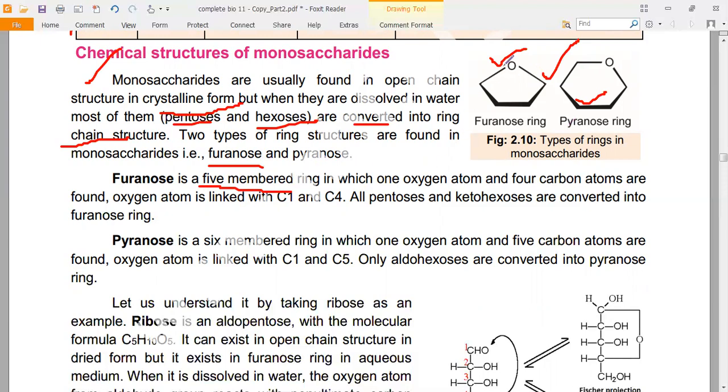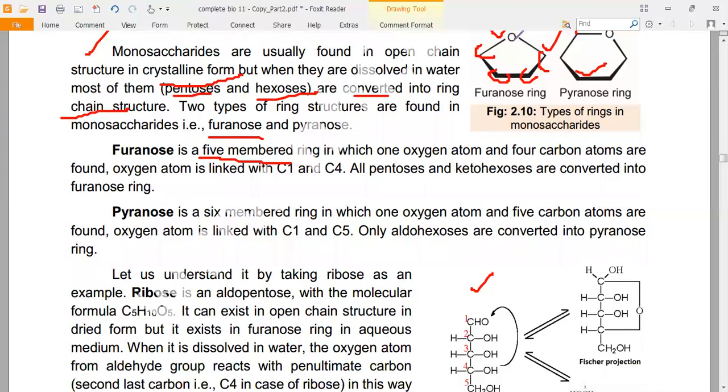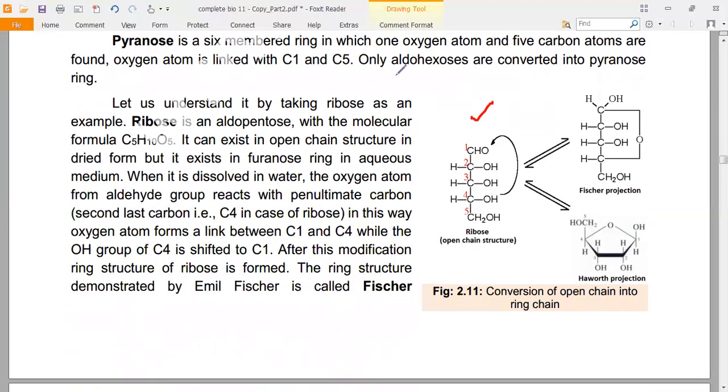a five-membered ring. It means in the ring there are four carbons. Here is carbon, carbon, carbon and carbon, and here is O. They are connected with O. How they connect, we are going to see in this topic. In pyranose, one carbon is outside and five carbons are inside. So pyranose means a six-membered ring, but in the ring there are five carbons, and in the furanose ring, a five-membered ring, four carbons are in the center. This oxygen is connected with carbon number one and carbon number four in furanose, and with carbon number one and carbon number five in pyranose. Only aldohexoses are converted into a pyranose ring, in which their aldo group is present.